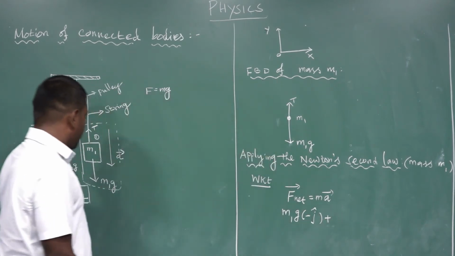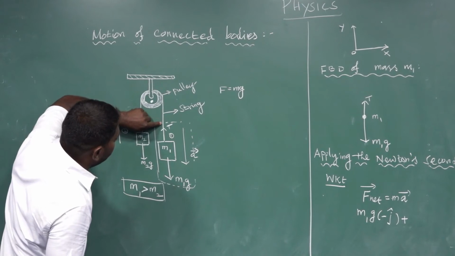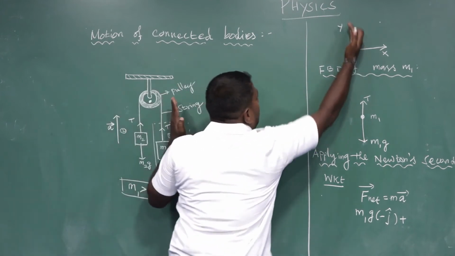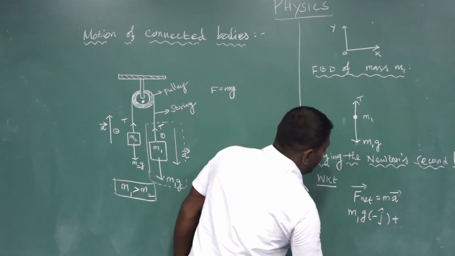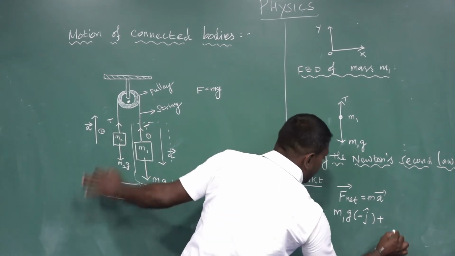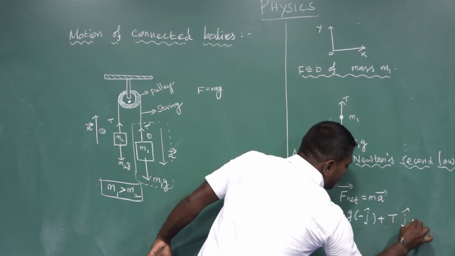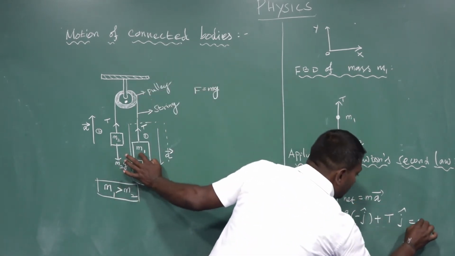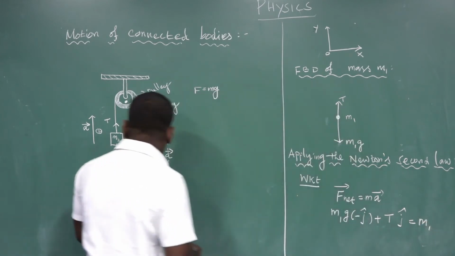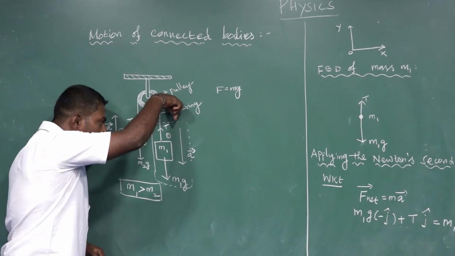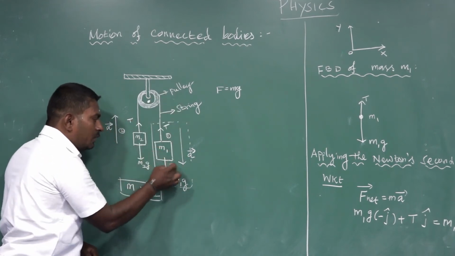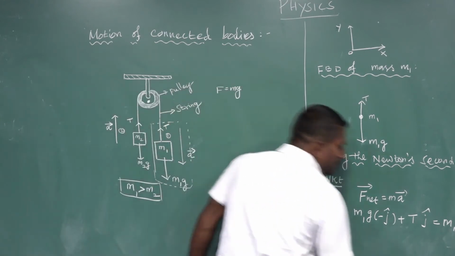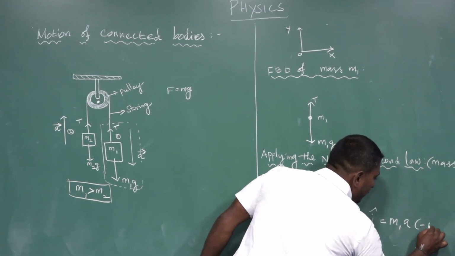Plus the tension produced in the string acting on the block of mass m1 vertically upward along the positive y-axis, so with unit vector j cap, the tension T j cap, which is equal to the mass of the block m1 times the acceleration. The block of mass m1 accelerates vertically downward towards the negative y-axis, a, minus j cap.